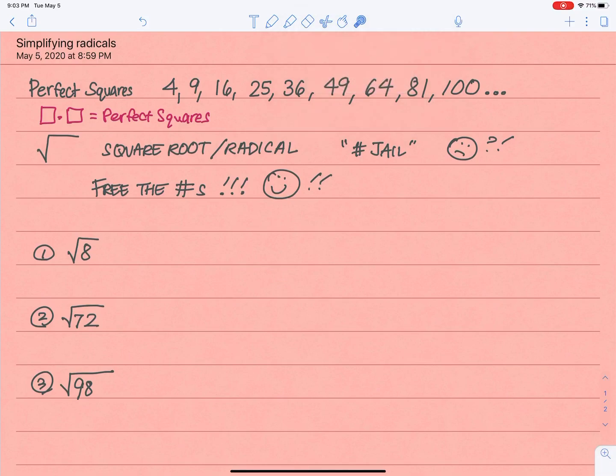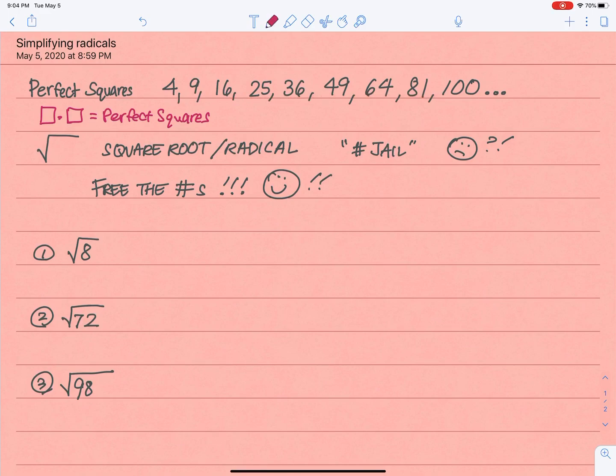Right now we want to simplify in radical form, or they might say solve the square root and leave your answers in simplified radical form. Whatever they call it, I call this number jail. What do I mean? Our goal is to free the numbers. Everybody repeat after me: free the numbers. Our goal is to free as many numbers as we can, but this is the catch: you need to be a perfect square to be free.